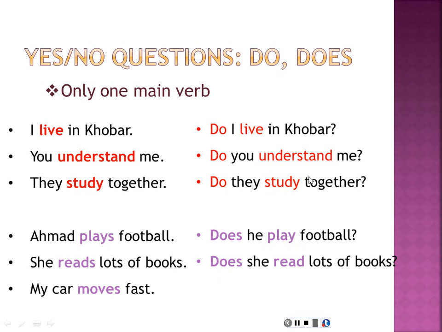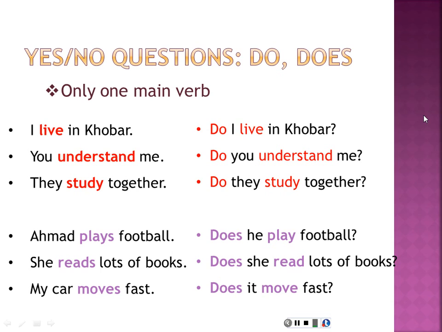The last example, my car moves fast. To make it a question, does it, or does my car, does the car, does it move fast? So again we add does and we delete the s from the end of the sentence. So this is everything about yes no questions, how to make a yes no question. These are all the rules for making yes no questions using do and does.